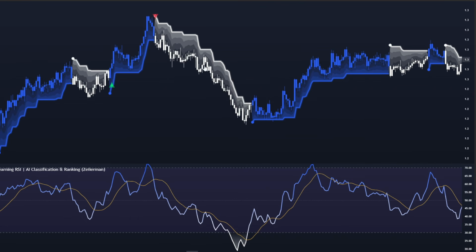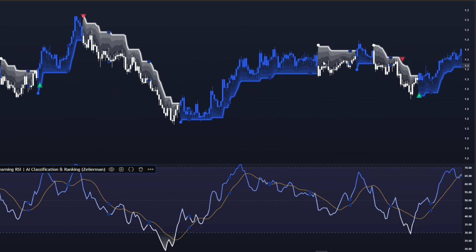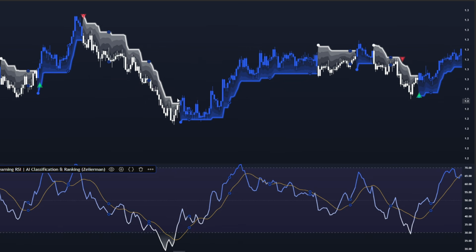This band is a machine learning supertrend. It works like a normal supertrend, but it is more adaptive to the current market condition. And just like supertrend, you can use it in two ways. You can use it as a trend filter, or you can use it for stop loss and trailing stop placement. Since it is built on ATR, it is a very logical level for stops.